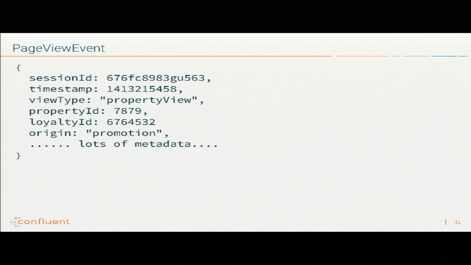Let's take a look at one of those, our page view events, because those are ubiquitous. No matter what you do, you have page view events. They look a bit like that. Page view events have a session ID because, cookies. They have a timestamp. They have a type of view. This time you're viewing a property, so because it's a property, it also has a property ID. If you logged into the website, there's also your loyalty number ID. And also sometimes, how did you get in? So if I got an email with a promotion and I clicked on it, it shows that I showed up looking at this property because of the promotion. That's how they know that the promotion was successful, et cetera, tons of metadata.